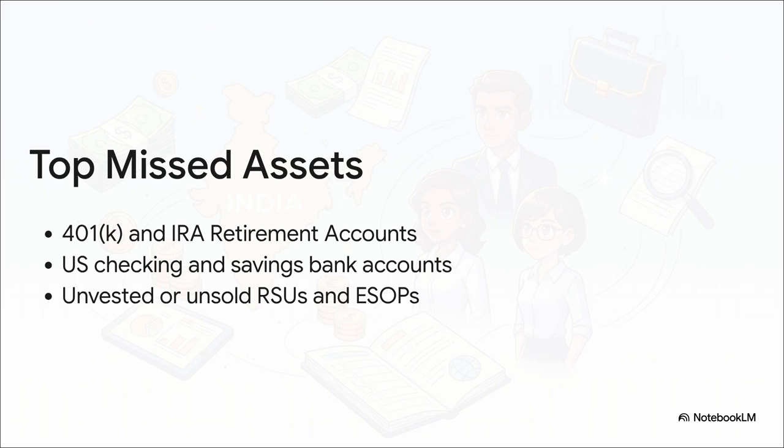Now, let's look at the big three assets that trip up almost every returning NRI. Number 1, your 401k and IRA retirement accounts. Number 2, your US checking and savings accounts. And number 3, your RSUs and ESOPs. Yes, even if they're totally unvested or unsold, you have to report them. Saying, "I didn't know," is simply not a defense here.